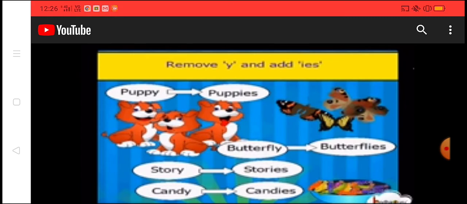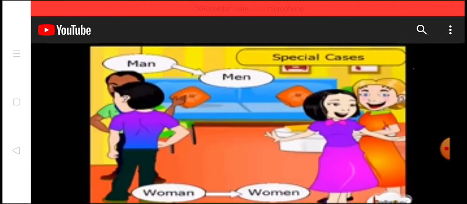So this is for singular and plural, students. Remember, plural is nothing but some changes in the spelling of the singular form. So adding s to the singular word, or replacing it with ves, or replacing it with ies, or including es at the end of the word.